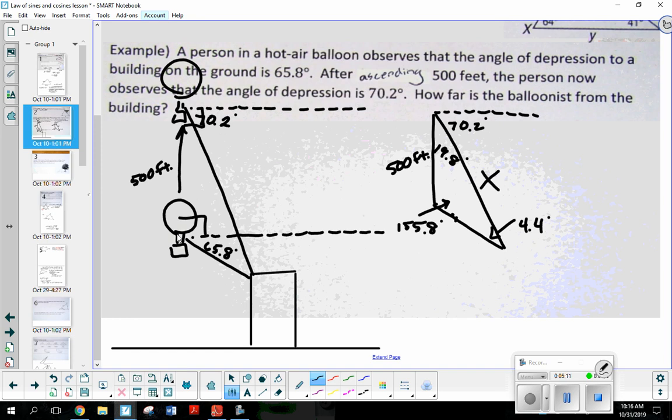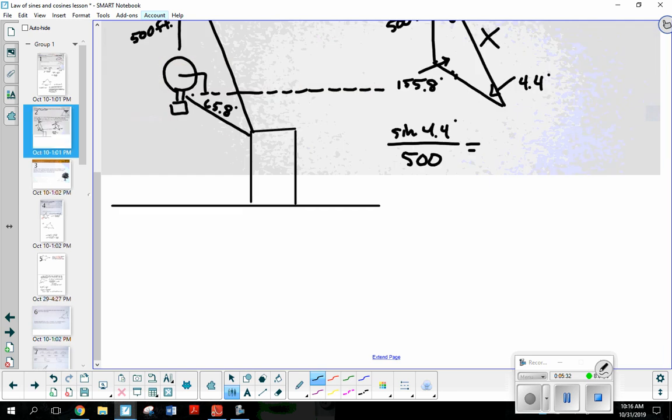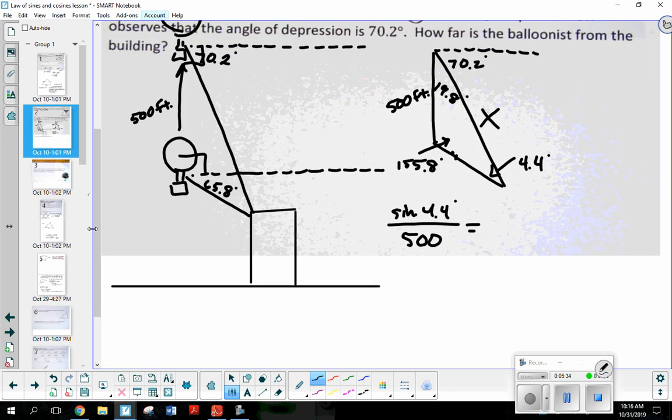Now, we are able to use the law of sines because by finding that last angle, we gave ourselves a pair. We have the 4.4 degrees and we have the 500 directly across from it. So I'm going to say sine of 4.4 degrees over 500 equals. If I'm looking for side x, what angle measure am I going to use? It's got to be the 155.8. I need the angle measure across from the side we want. So sine of 155.8 degrees over x.